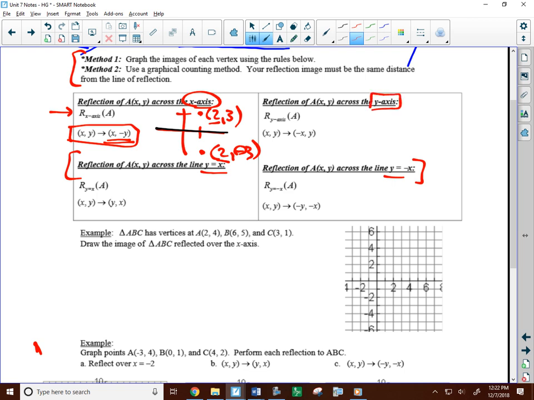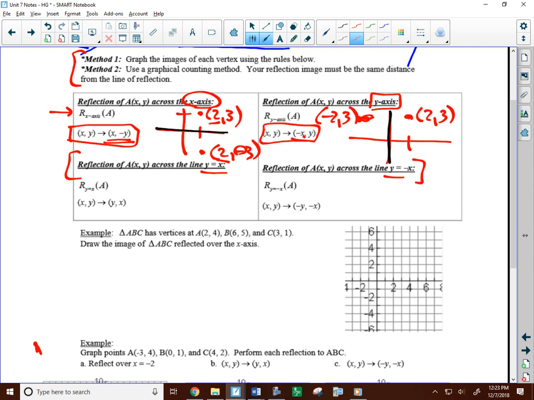Y-axis, just going to be the reverse here. Let me stick with (2, 3). If I reflect over the y-axis this time, I'll be over here. What point would that be this time? (-2, 3). This time the x changes sign, but the y stays the same.